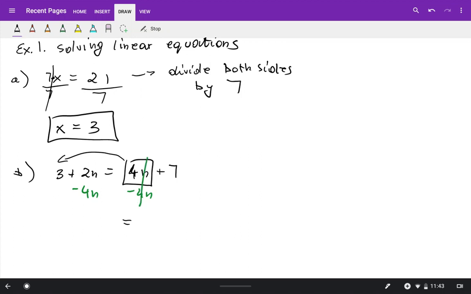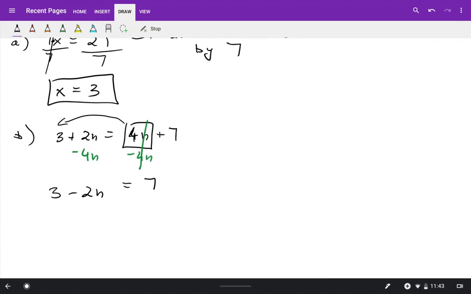On the right side, we have 7. On the left side, we have 3 plus 2 minus 4n, which will give you negative 2n. And now we want to solve that equation for n.